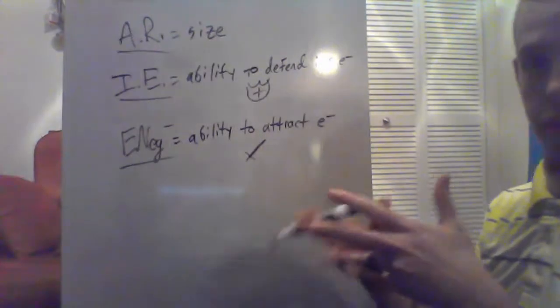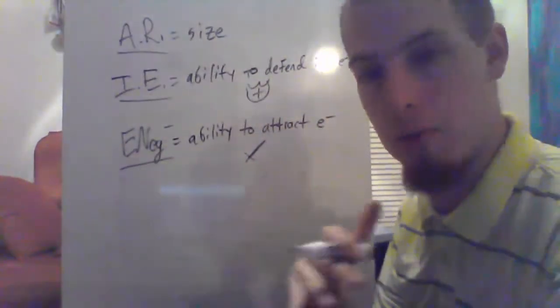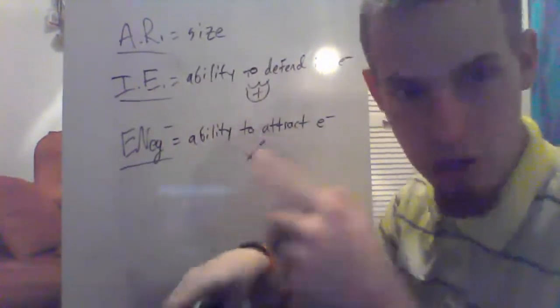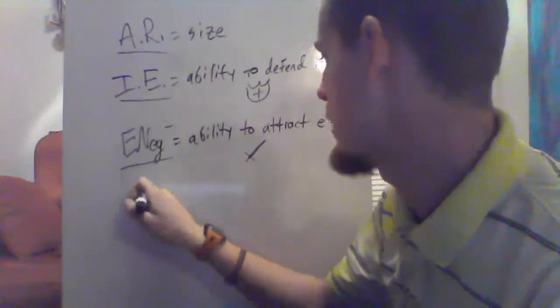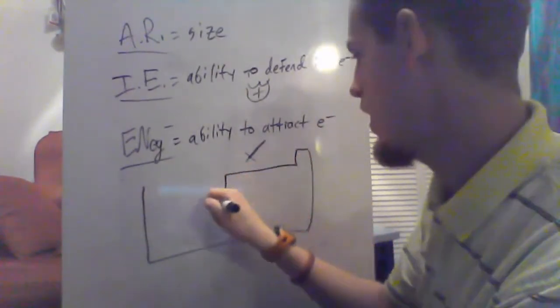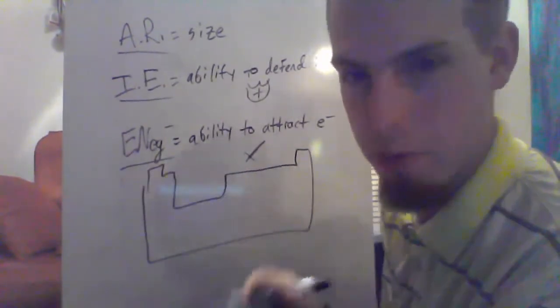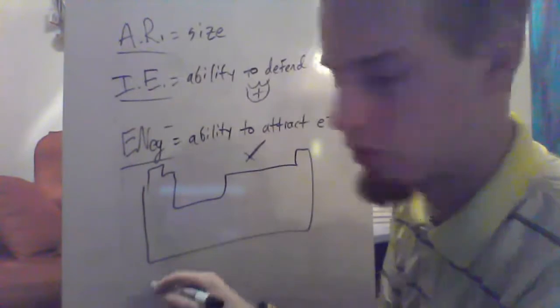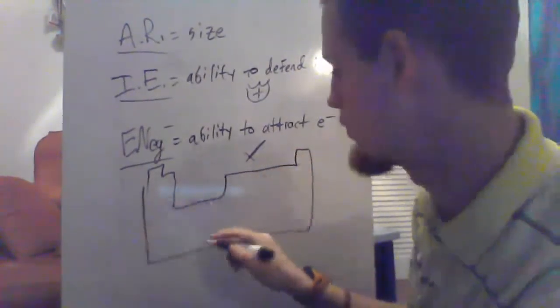Okay, in terms of the trends, I think the definitions are easy enough, right? It's explaining what happens as you go up, down, left, right on the periodic table, okay? So to do that, here's what we're going to do. Here's a periodic table. Not perfect, but we'll go with it. Essentially what happens here, and I'm going to do a general trend. I'm not going to draw all those arrows and stuff and try to confuse people.